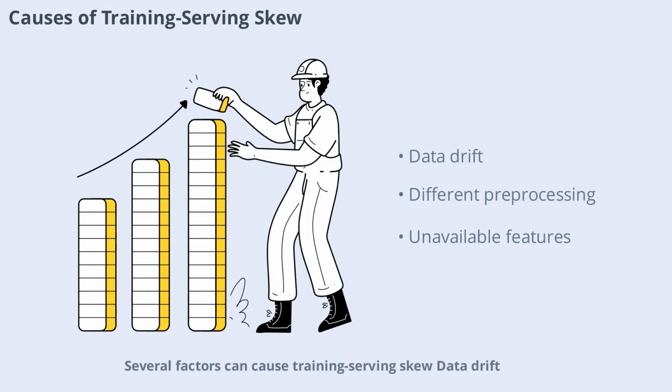Several factors can cause training-serving skew. Data drift, where the distribution of incoming data changes over time, is a common culprit. Using different preprocessing steps in training and production, or relying on features that aren't available in real time, can also lead to skew. Monitoring and aligning your pipelines is essential.